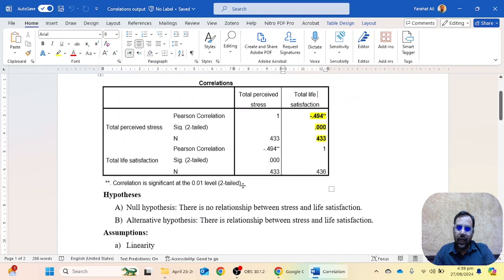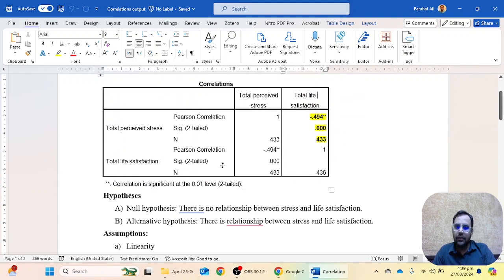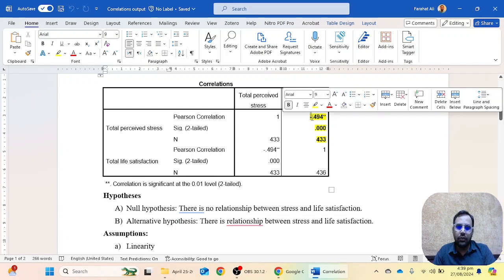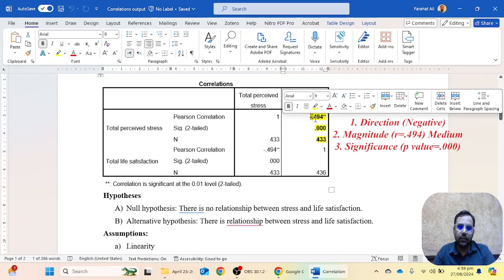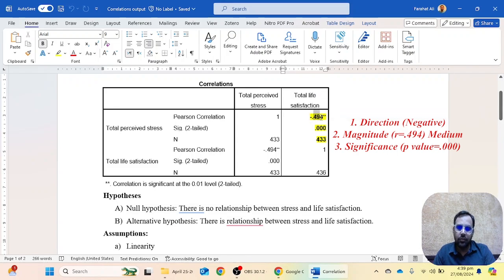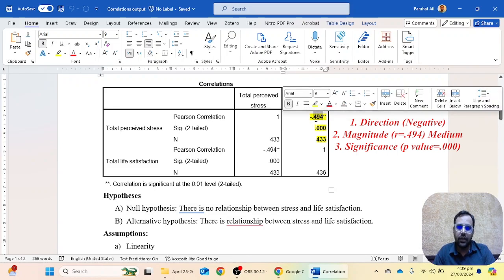And how will we write the results of this table? As you can see, perceived stress is related with perceived stress with one magnitude, and second, perceived stress is negatively related with life satisfaction, which means that if perceived stress increases, life satisfaction will decrease. Here, this value tells us three things. One is the direction of the relationship, which is negative. Second, this is the r value, small r, which shows the relationship between two variables.